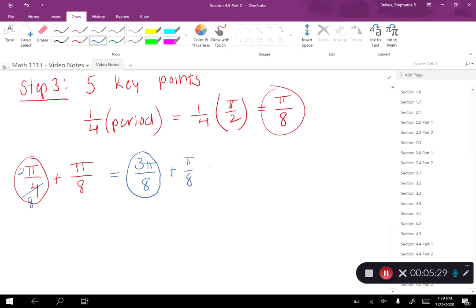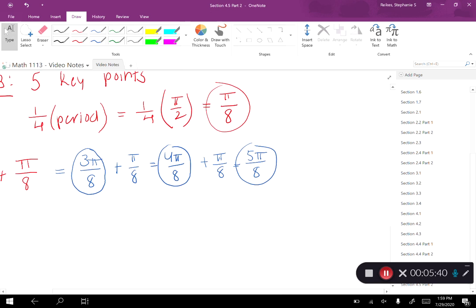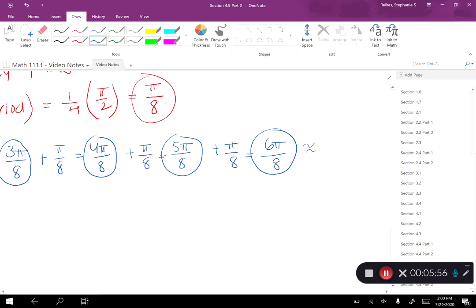Add pi over 8 again, and I'm at 4 pi over 8. Add pi over 8 again, I'm at 5 pi over 8. And I need one more point, plus pi over 8 one more time, and I'm at 6 pi over 8. You notice I kept the 8 for a common denominator for simplifying, but remember 6 pi over 8 reduces to 3 pi over 4.